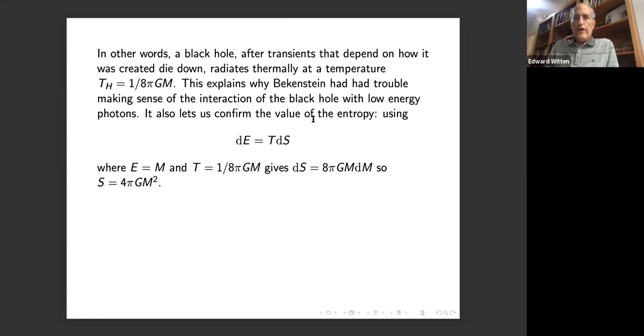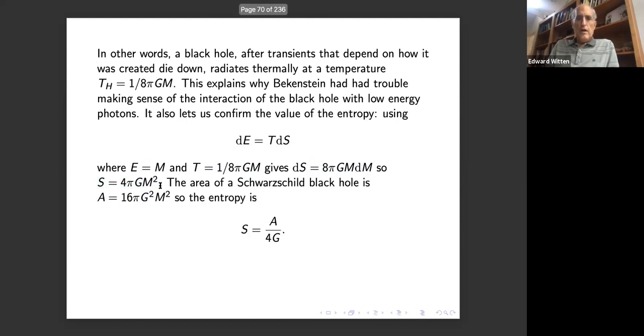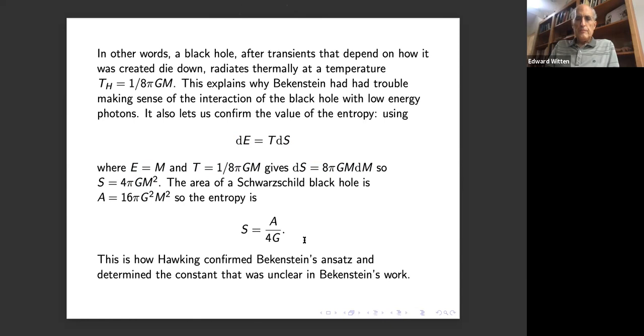We can also confirm the value of the entropy from dE equals TdS, where E is M, the mass of the black hole, and T is 1/8 pi GM. We get dS equals 8 pi GM dM, or S equals 4 pi GM squared. And given the area of a Schwarzschild black hole, that is A/4G, which is how Hawking determined the constant in Bekenstein's formula. So supposedly Hawking was trying to disprove Bekenstein's proposal and ended up proving it instead and determining the constant.